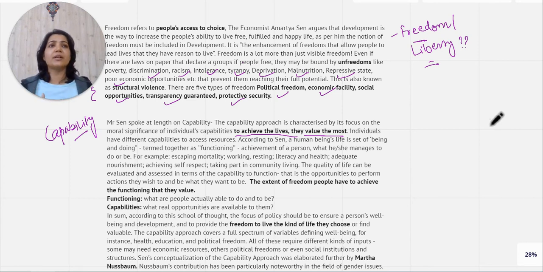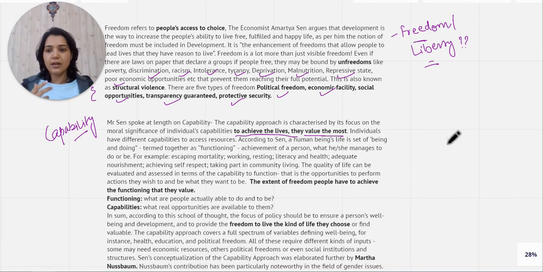I'll give you the example of India. In India, there is Digital India, Make in India, Educate India. So there are lots of different policies that the government has been initiating. All these fit under this capability approach, because under it, the government is providing as per the need of the people, as per the functioning of the people.